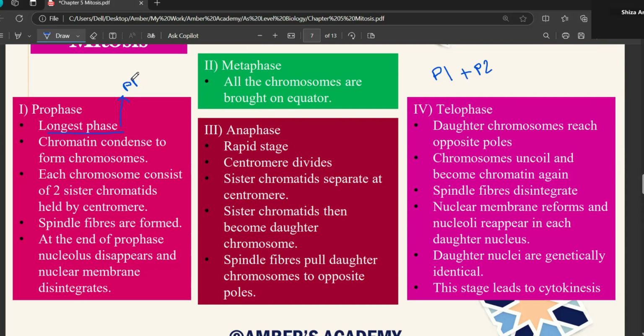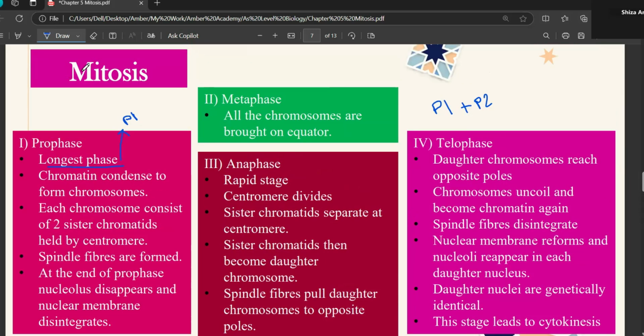No, you'll get a zero. Longest phase is written under the heading of mitosis. So in mitosis the longest phase is prophase.